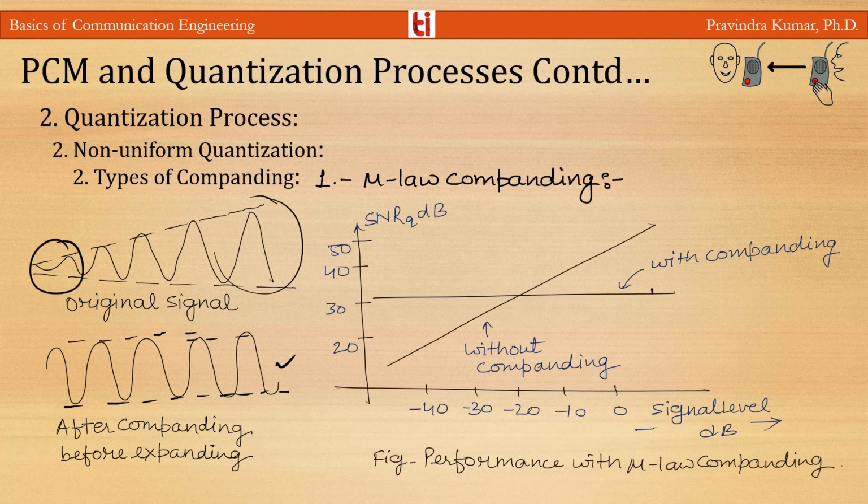And this figure shows you the variations of the signal to quantization noise ratio with respect to signal level with and without companding. It is seen that the SNR is almost constant at all the signal levels when companding is used. So here the SNR is constant for all the values of the signal level.